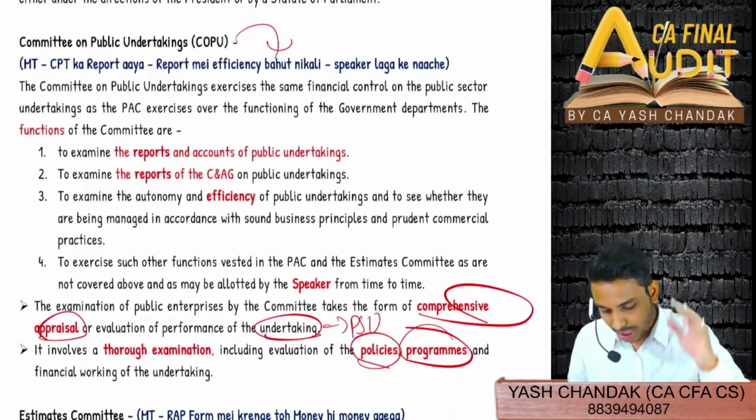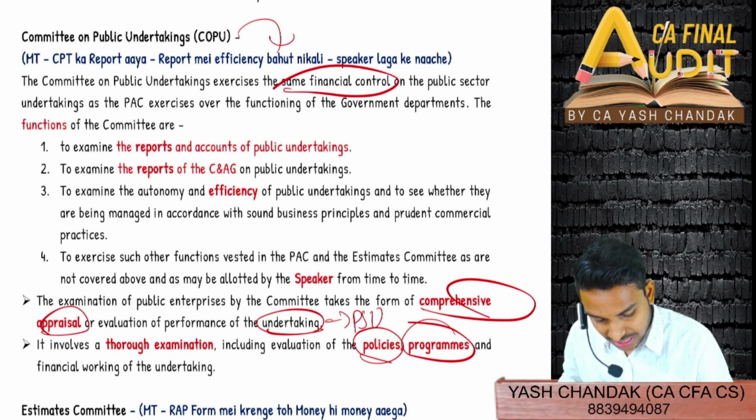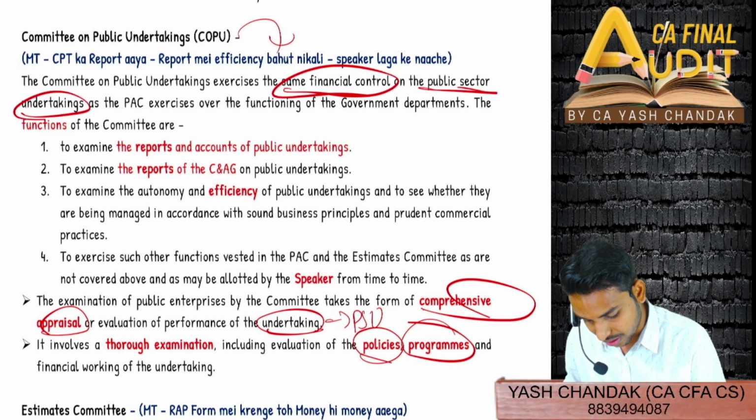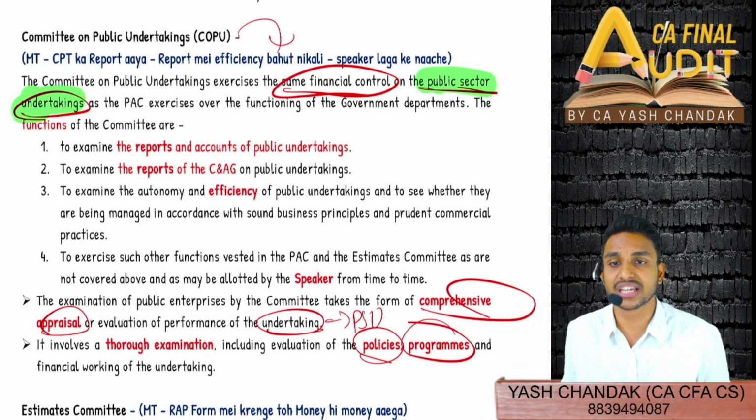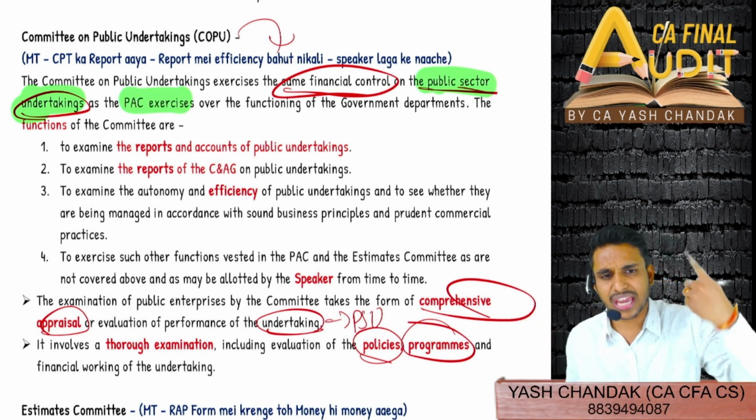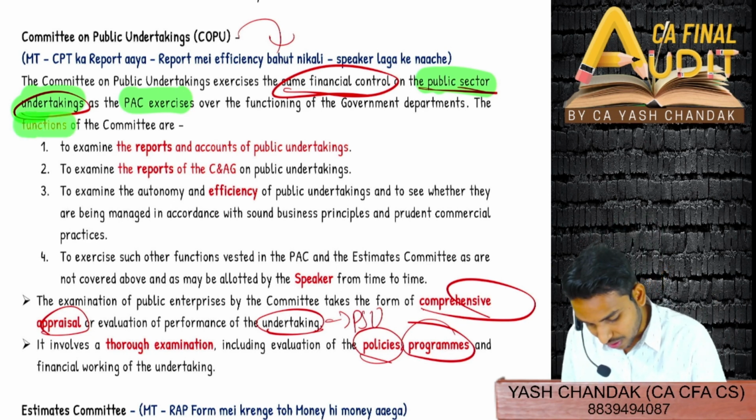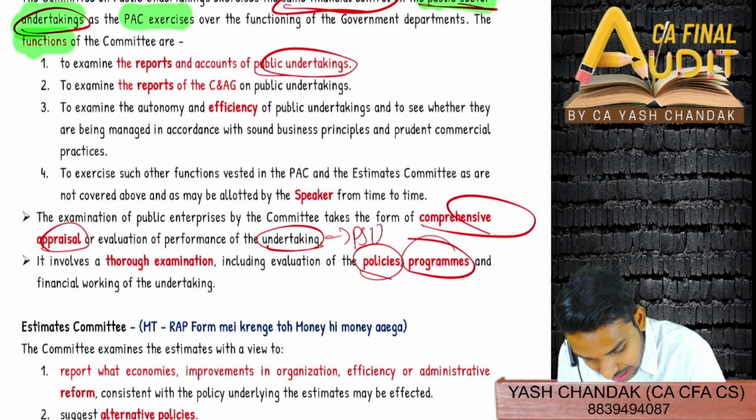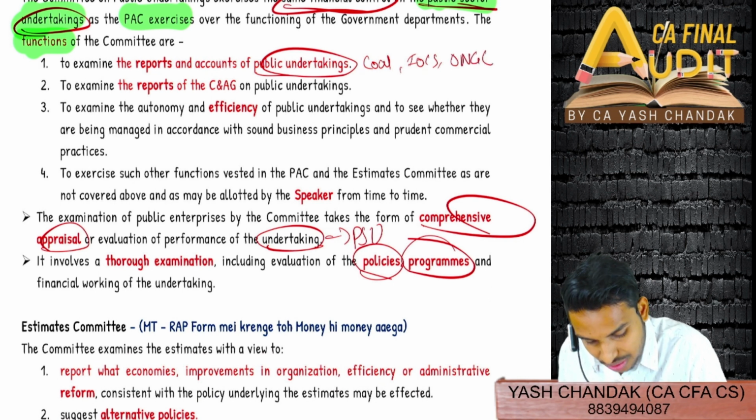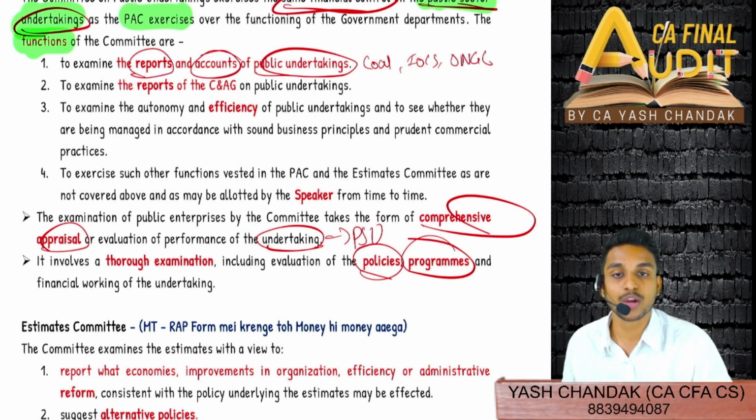Let's come to CPU, Committee on Public Undertakings. The Committee on Public Undertakings exercises the same financial control on the public sector undertakings. Remember this point. These are like Maharatna Navratna companies, public sector undertakings, and the CPU exercises the same rights as the PAC, but on public sector undertakings. The functions of the CPU are, now what I said, the public undertakings like PSUs, Coal India Limited, or IOCL, or ONGC, like these companies. So they will examine the reports and accounts of Coal India, IOCL, or ONGC.